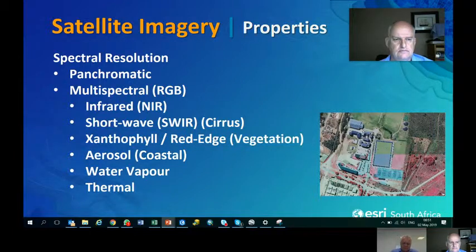Now, a very good example of this is on the right, a picture of a school to the east of Pretoria. And in the top picture, you're seeing a natural color. So it's just a red, green, and blue image. And it's showing you the sports fields around the school. You'll note that the field or the hockey field in the middle is green.